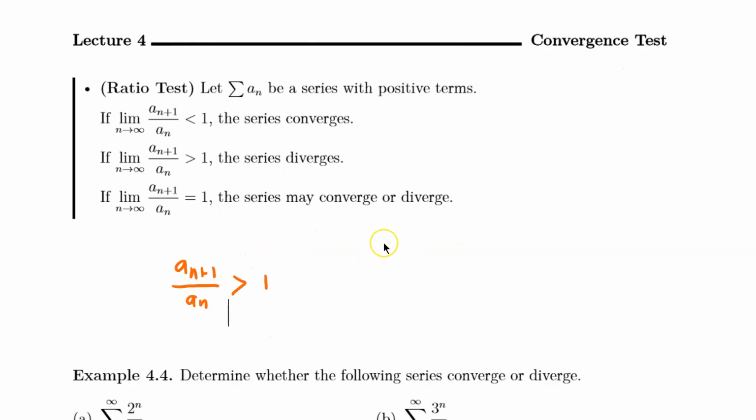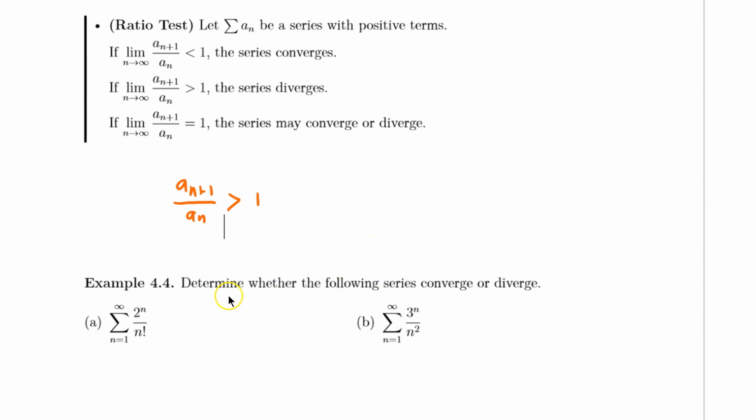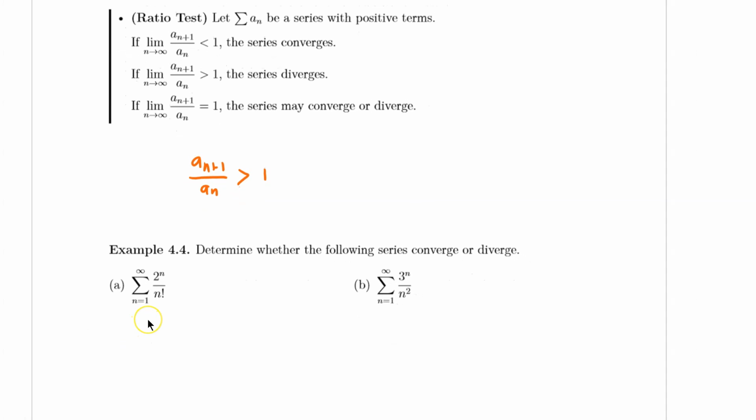So let's take a look at the example here. I'd like to find whether the series here converges or diverges. If I were to use the ratio test, I'm just going to compute the ratio of a_{n+1} over a_n and take the limit. So for a_{n+1} over a_n, my a_n is just 2 to the n over n factorial, so my denominator is 2 to the n over n factorial. And in my numerator, I'm just going to replace n by n plus 1, so it is going to be 2 to the n plus 1 over (n plus 1) factorial.